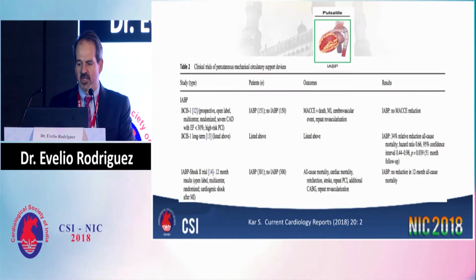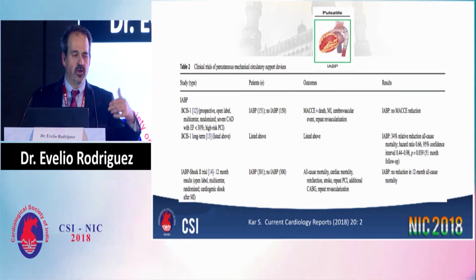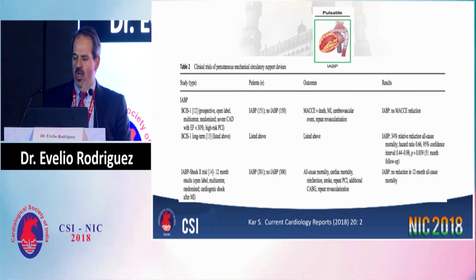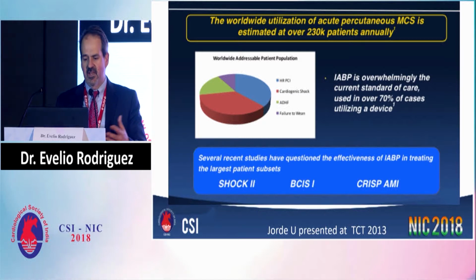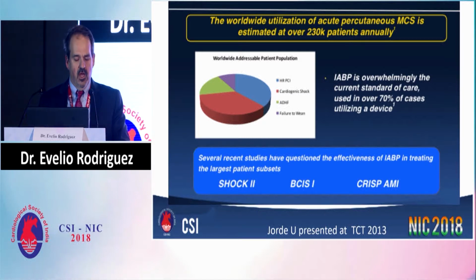So it's very basic. There have been a few trials done in cardiogenic shock to see how the balloon compares to either no balloon or other devices. These are the trials: SHOCK, BCIS, and CRISP. Overall, even though it's the most commonly used device, when you look at mechanical support in over 230,000 patients, 70% of those procedures were using a balloon whenever something was used.